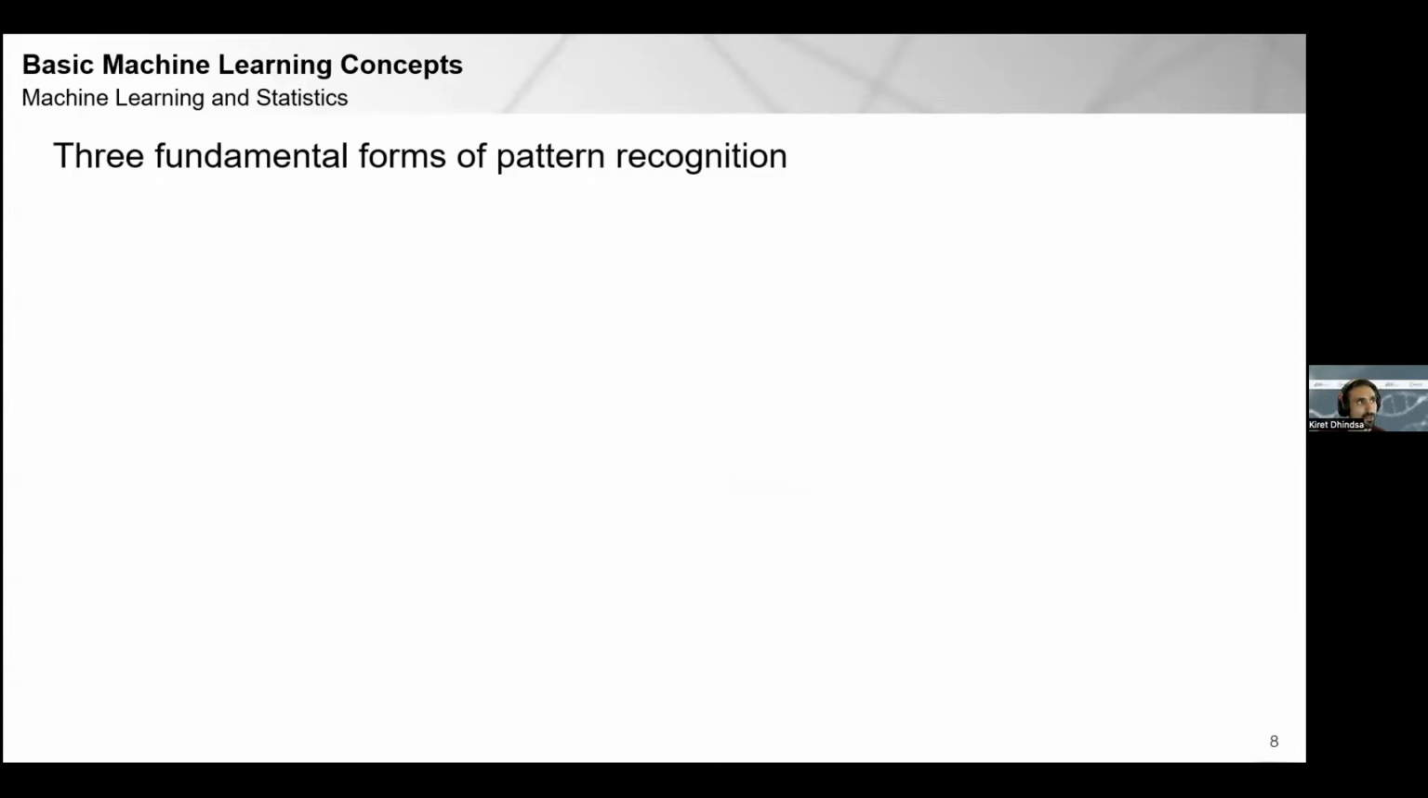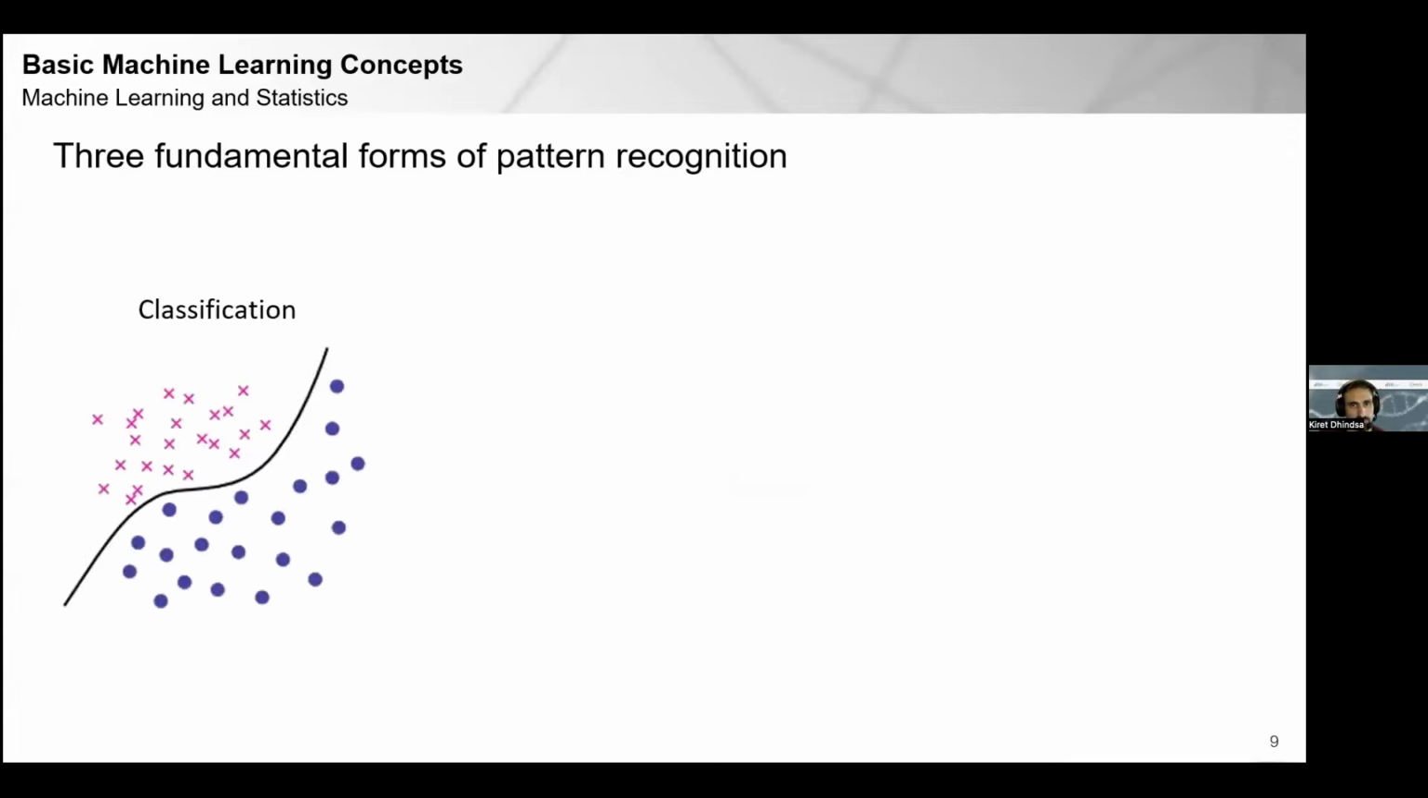So what we're looking at in general are three fundamental forms of pattern recognition, and pretty much all applications of machine learning can be categorized as some combination of these three types of pattern recognition. I mentioned before, of course, already classification.